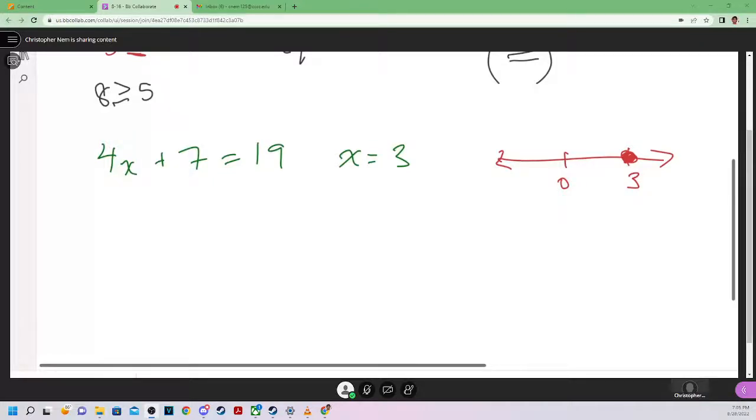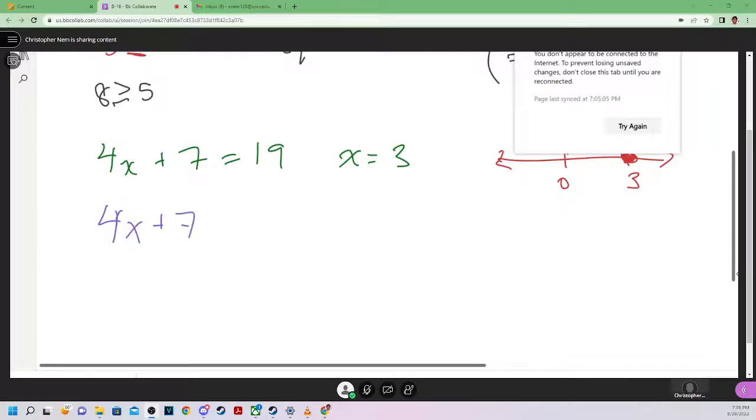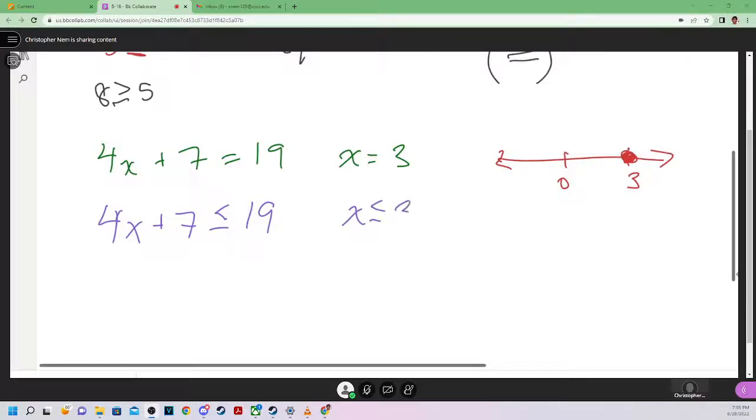You can also have no solution or infinite. We talked about that already. However, with the inequality, it doesn't behave that way. If I were to solve this out right here, this inequality, 4x plus 7, let's say we have less than or equal to 19. And then eventually, if we solve it out, we get the exact same thing, but x is going to be less than or equal to 3.